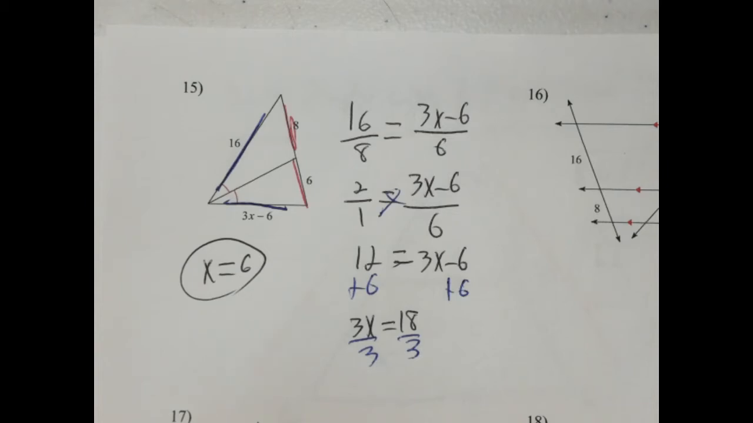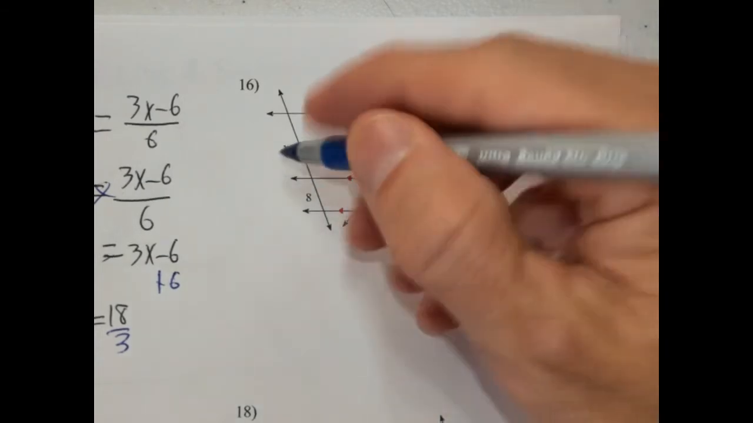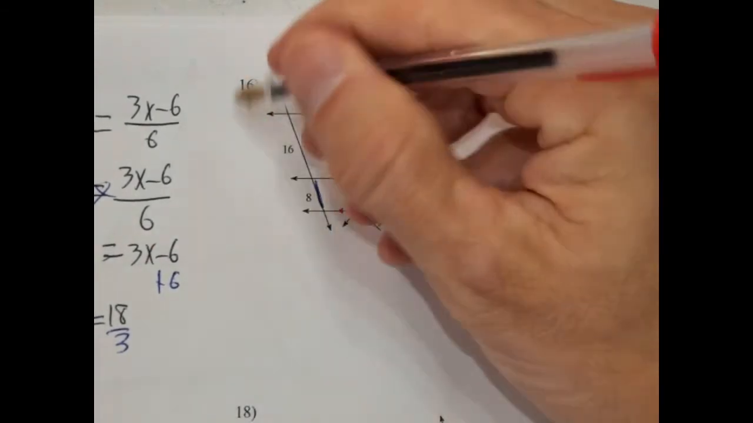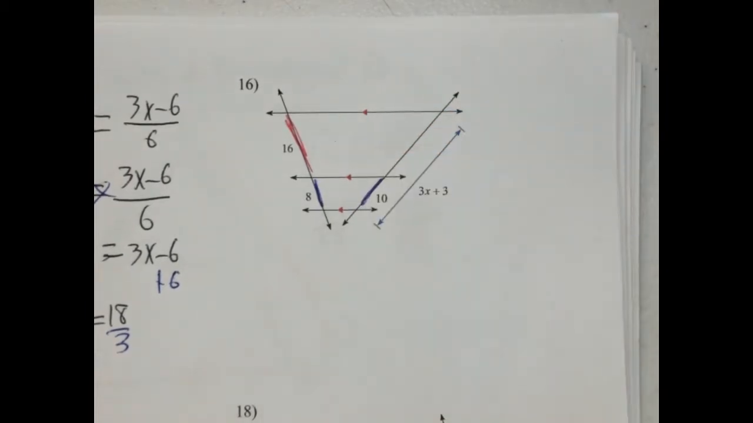Okay. All right, number 16. We're going to go blue over red is equal to blue over red. Oh, this is a good one. I like this one. All right, cool. So 8 over 16.